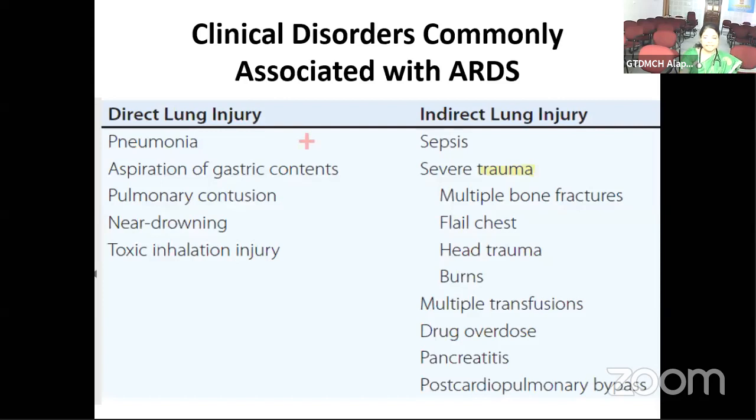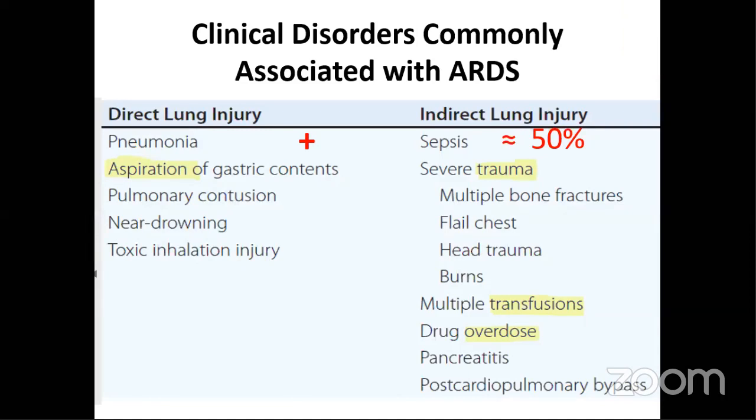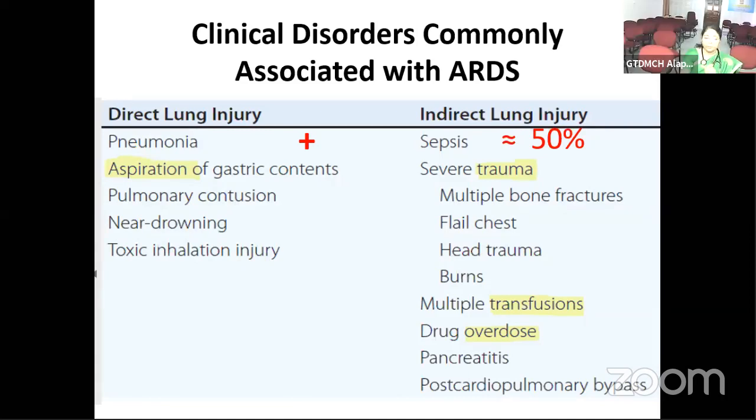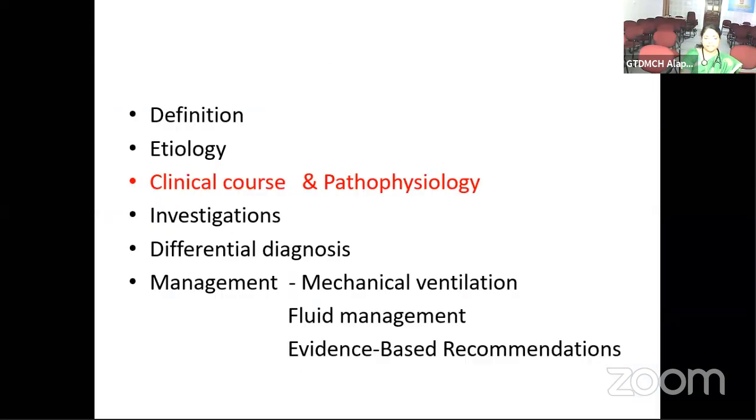Pneumonia along with sepsis accounts for about 50% of the cases of ARDS. Other causes include aspiration of gastric contents, severe trauma including burns, multiple transfusions, and drug overdosage. Of these, the most common is pneumonia with sepsis. It accounts for about 50% of cases.